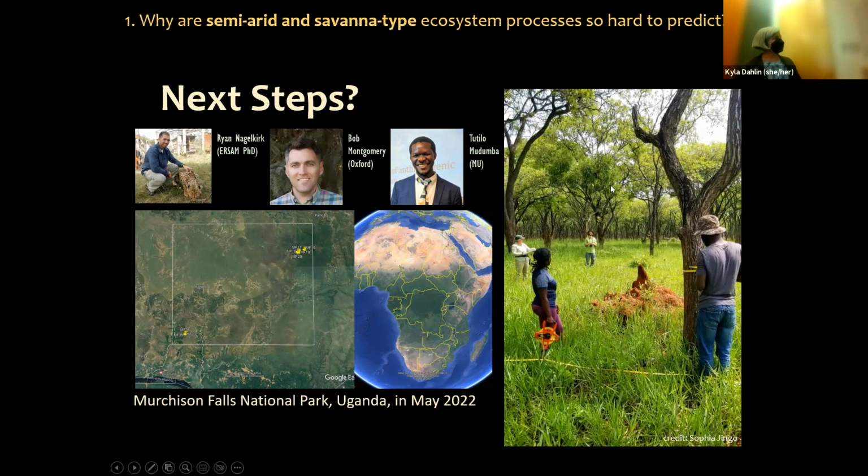One of the things I'm doing now is trying to both write up this data and also use it to start thinking about some of the newer satellite data that's going to be available and how it relates to these really interesting savanna systems.